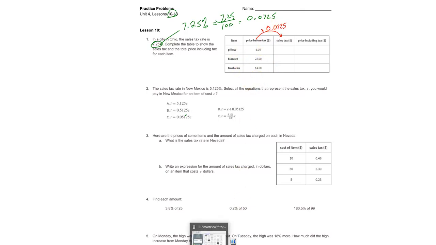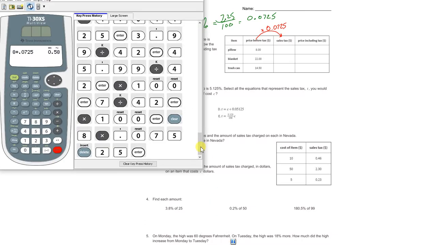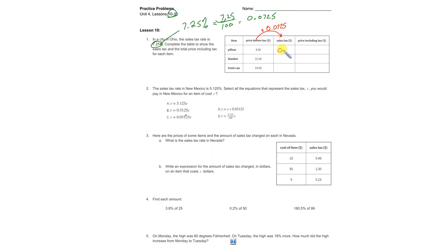So first one we look at here, I already got typed into the calculator to save a little bit of time. $8 multiplied by our constant of 0.0725, and that gives us 58 cents. So the first one, you're going to pay 58 cents sales tax, and add that to the $8. And that gives you $8.58.